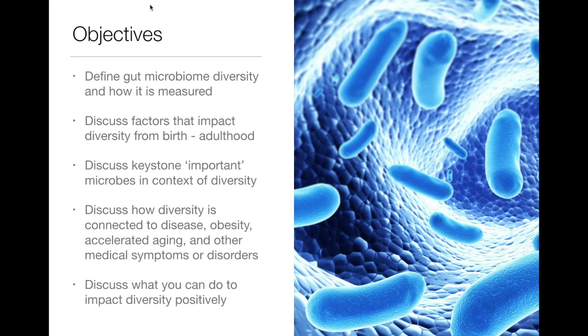And a lot of factors that shape diversity are things we can't control at all, but others are things we certainly do have control over. So next I'll talk about what keystone microbes are, what that means, how they affect diversity, and then we'll talk about what it all actually means for our human health. So things like disease, obesity, medical conditions, things that have been linked to microbiome diversity. And then last, we'll talk about what we can even do about diversity if it's low.